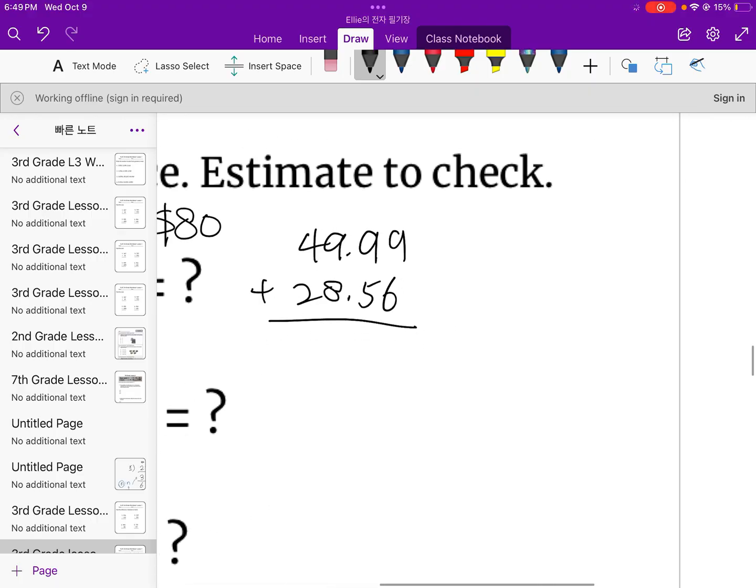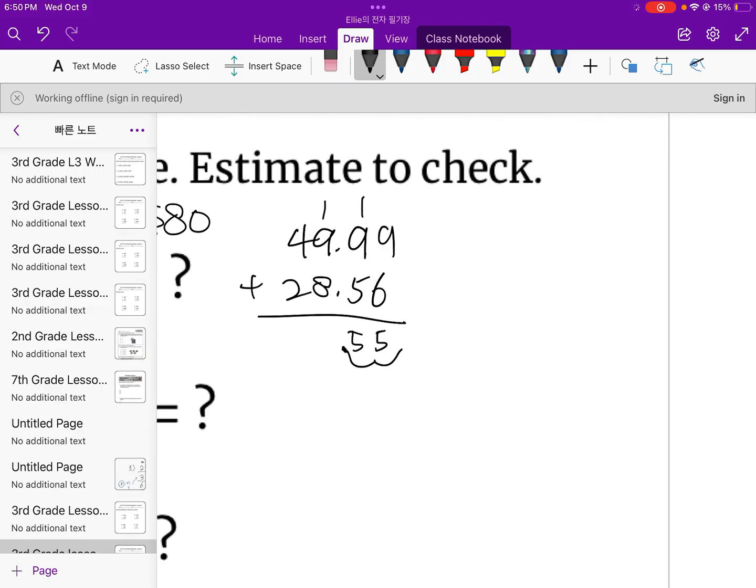So 9 plus 6 is 15. We're gonna move 1 here. 9 plus 5 is 14, but there's 1 here, so 15, and we're gonna move 1 again. And we'll put decimal places. And 9 plus 8 is 17, but we're gonna add another 1. So that's 18, but we're gonna move the 1 to the next one. So here, 4 plus 2 is 6, and 6 plus 1 is 7. So 78.55.